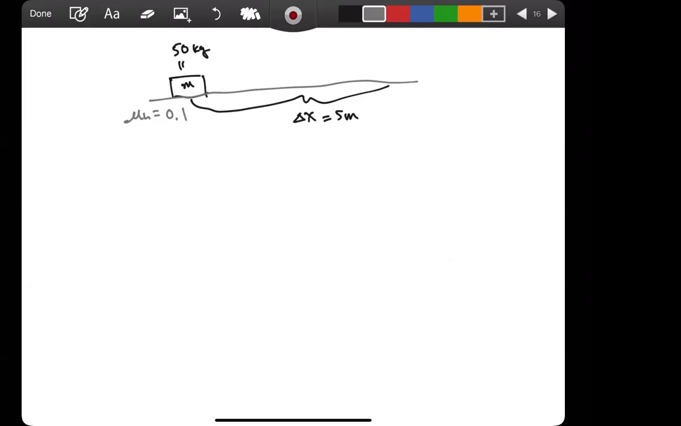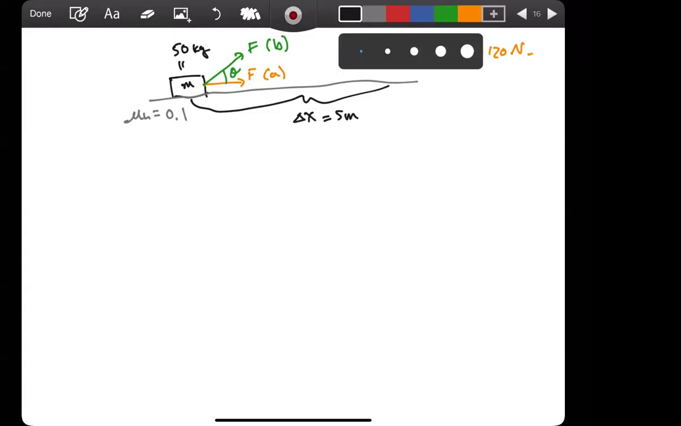In the first case, we're going to pull on it where the force is applied in this direction. So this is part A, where this force has a magnitude of 120 newtons. And then in part B, we're going to pull it up at some angle. So this is the direction of my force for part B, at an angle theta, which in this case is 30 degrees. Again, what I want to know is, what is my net work? Let's do this the second way this time.